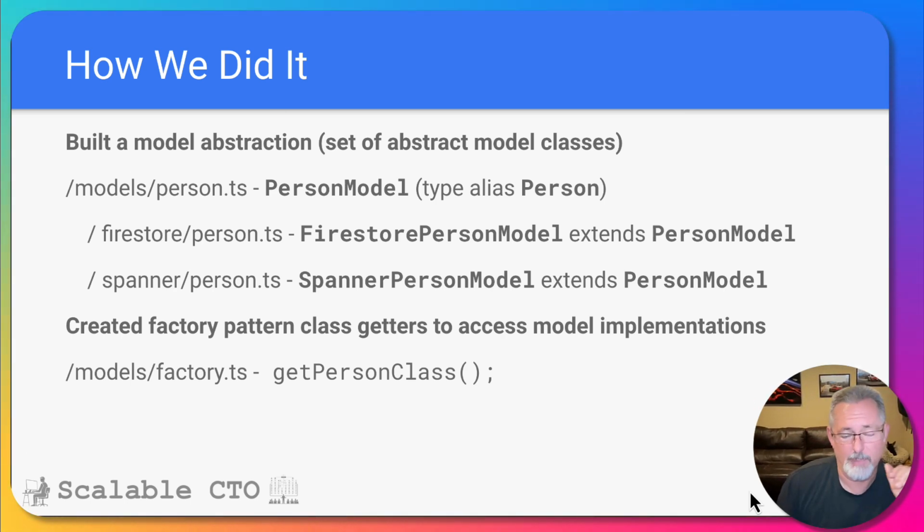Then we created a factory pattern of class getters to access the model implementation. So now instead of saying, hey, I want to go get this person model, you call the factory and say, give me a person class, and it'll give you whichever one is being used actively. So at the API level, you're completely abstracted from whether it's Firestore or Spanner.